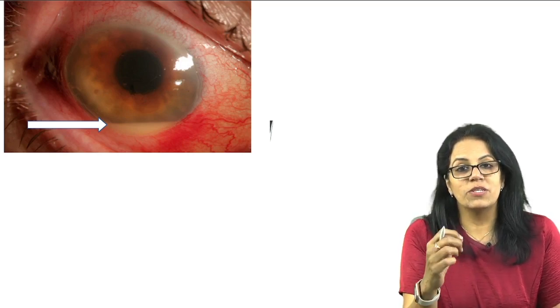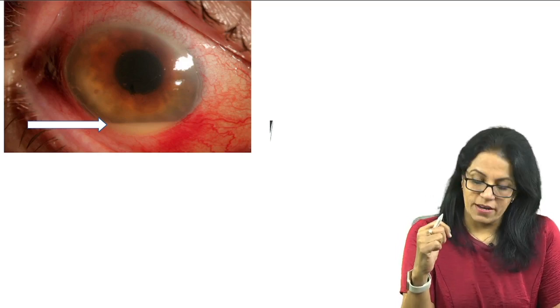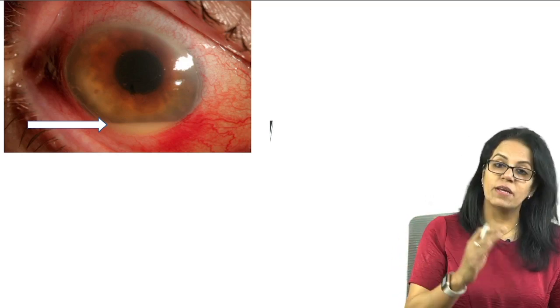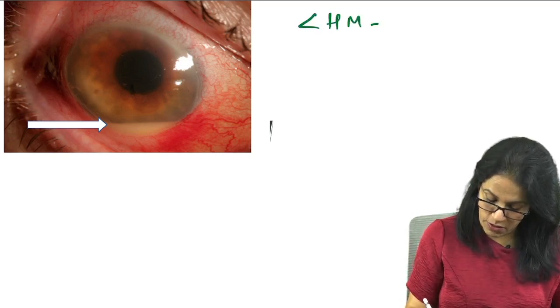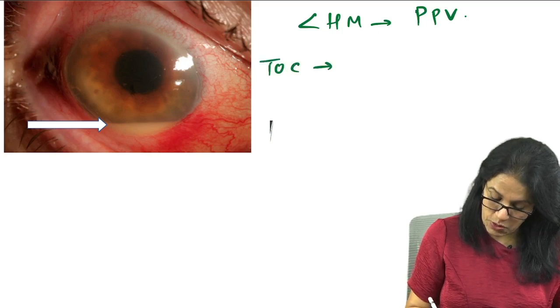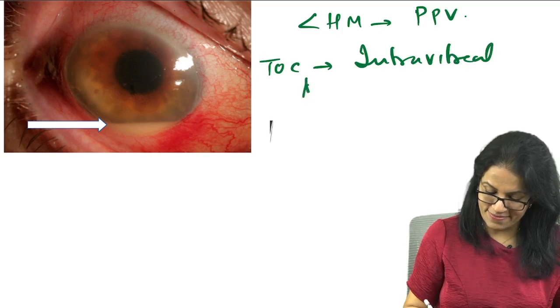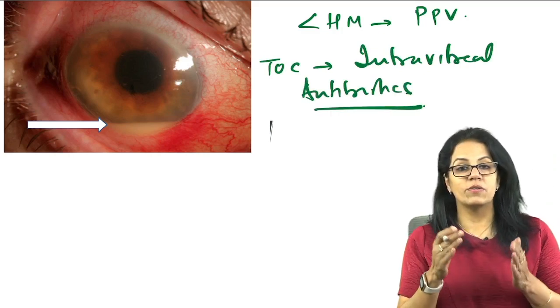So we all know the choice of treatment is intravitreal antibiotic injections, right? So intravitreal, and if the vision is less than hand movement, we will go for pars plana vitrectomy. Otherwise, the treatment of choice you will answer is intravitreal antibiotic injections. Okay. Next thing they ask you which antibiotics you can give into the vitreous.